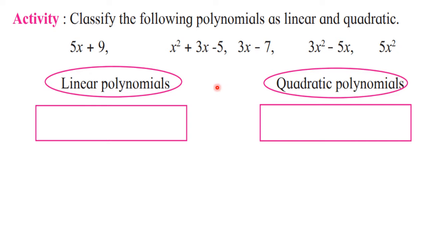Degree means the highest index present there. Now here, if you see this, the highest index is 1. That is why we can say that this is a linear polynomial. We can write it under linear polynomials. Second one, x square plus 3x minus 5. Here the highest index is 2. That means it's a quadratic polynomial. So you are going to write it here. Next, 3x minus 7. Here the degree is 1. So it is a linear polynomial. Here 3x square minus 5x. So the degree is 2. So it's a quadratic polynomial.